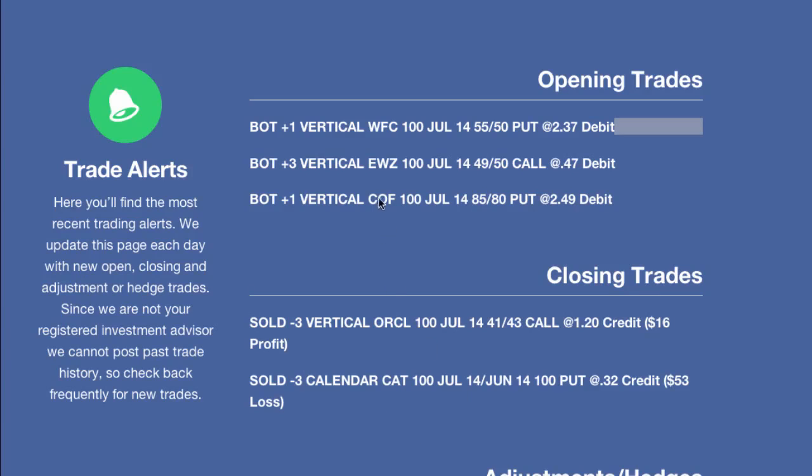Okay, EWZ is another big ETF. We went ahead and traded the long side of this one, so the call side. We bought the 49.50, a very simple, small spread. The 49.50 is only $1 wide. We ended up paying 47 cents in debit for that spread, so not a bad price at all, and it basically puts our break-even at 49.5.